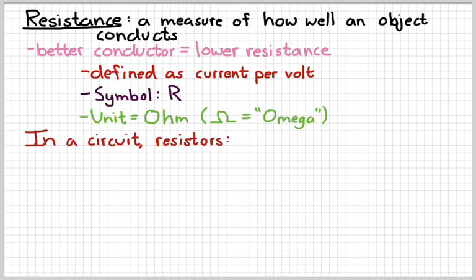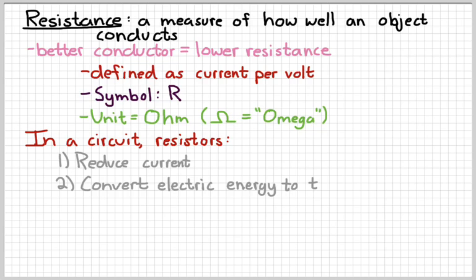In a circuit, resistors are going to do two things. The more resistance there is, the smaller the current's going to be, and then they convert our electrical energy, the kinetic energy of moving charges, to thermal energy. A light bulb is an example of a resistor. As charges move through, the light bulb heats up. Electrical energy is being converted to thermal energy.